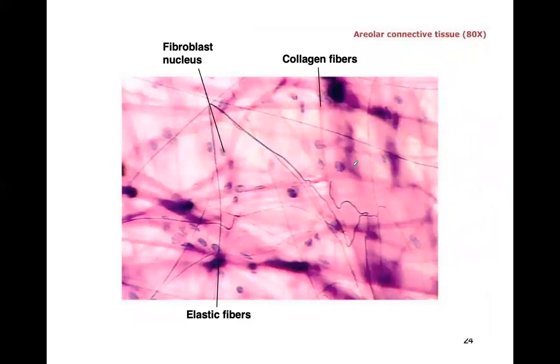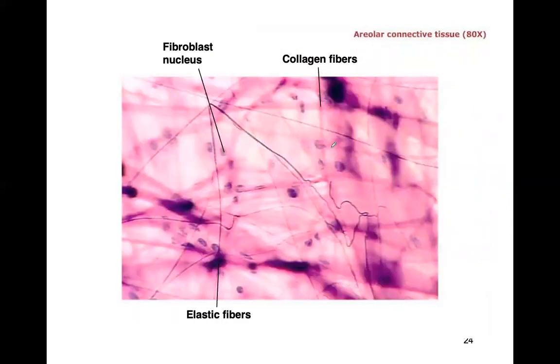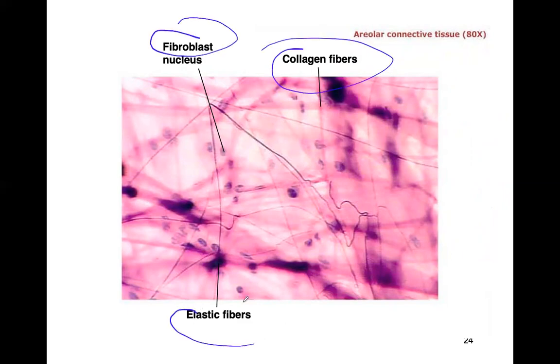Now, this is areolar connective tissue. Now we're looking at connective tissue. Big difference from epithelium, which has closely packed cells. Here, we're looking at cells that are scattered all over the place. You've got some collagen fibers, you've got some fibroblast cells, we've got elastic fibers, but the cells are scattered far apart. This is areolar connective tissue, which is loose connective tissue.